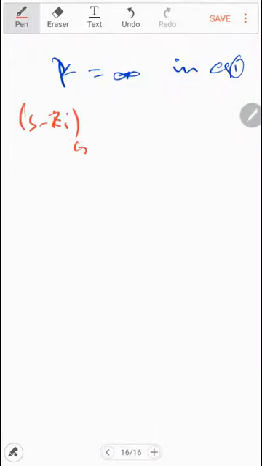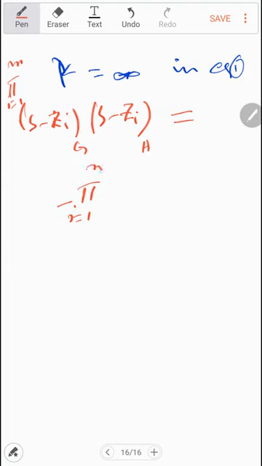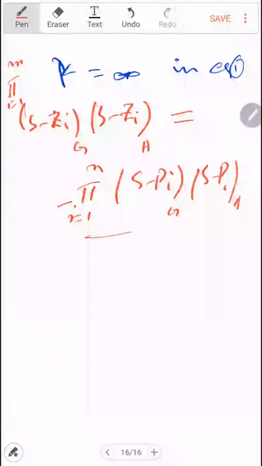So you are getting the information which is equal to what? S minus zi, S minus zi, and let's say that the product, this is the product when i is equal to 1 to m. So you can also use that information, and this will become equal to minus, again, product of i equal to 1 to n, s minus pi, and then we divide this by k. And then we use the value of k to be equal to infinity, so anything divided by infinity will become equal to 0, and we are left with what?